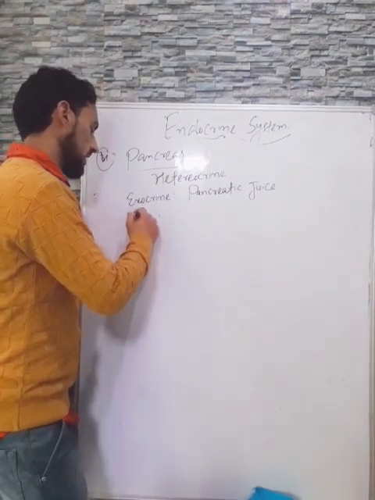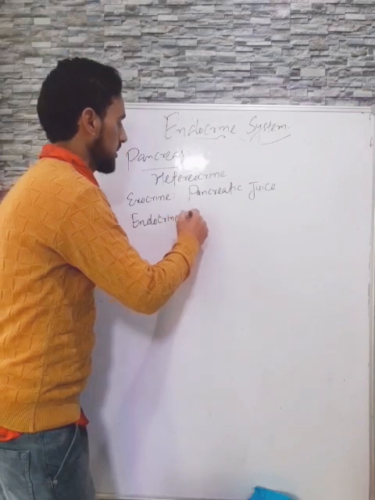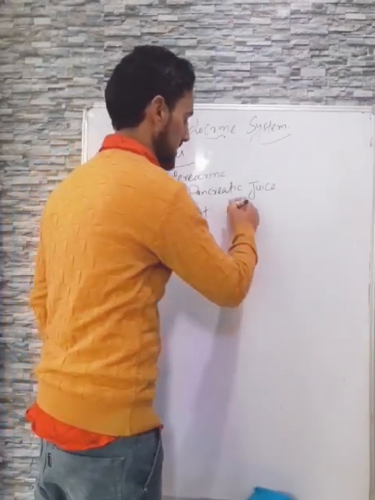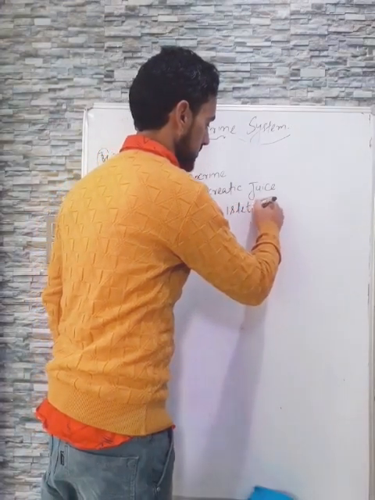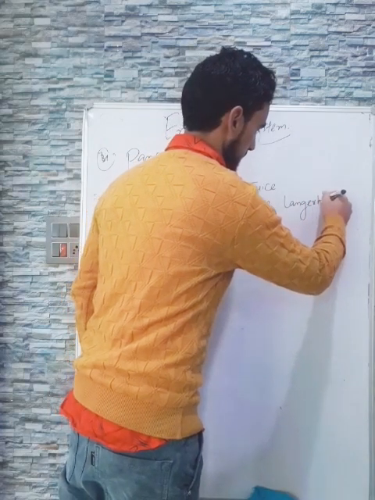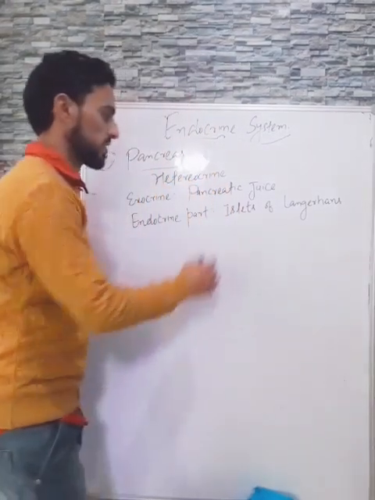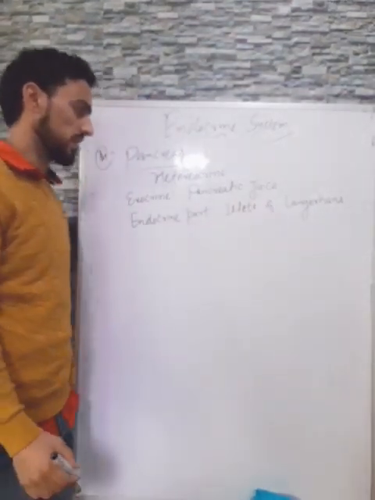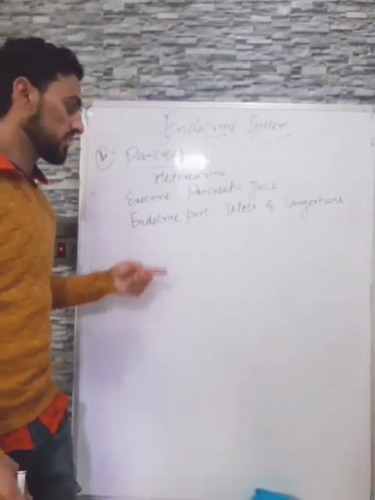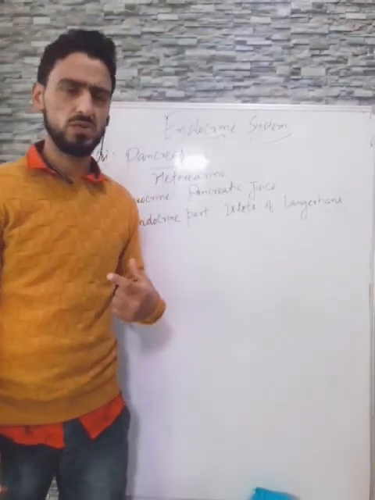And the endocrine part of the pancreas is represented by a special type of cells known as the islets of Langerhans. These are the special types of cells which are present in the pancreas, and they act as the endocrine part of the pancreas. That means they secrete the hormones.